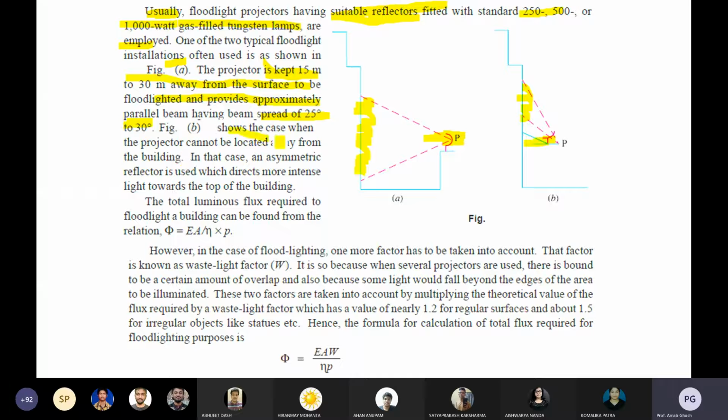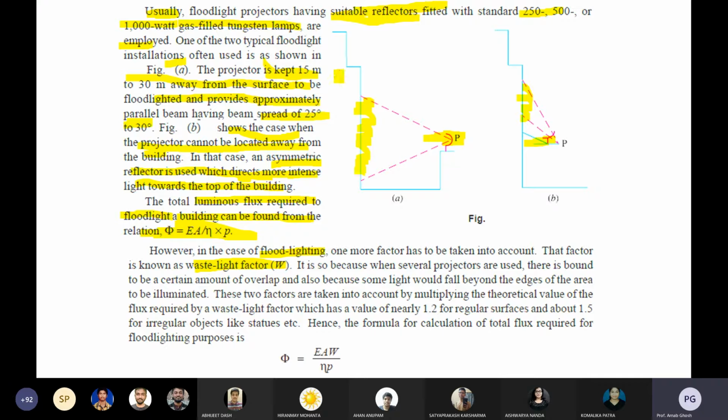The total luminous flux required to floodlight a building can be found from phi equal to E A divided by eta into P. Phi means flux, as already discussed. However, in flood lighting one more factor has to be taken into account, known as the waste light factor. It is not the case that all the light you give is projected onto the space. Some of the light is wasted.